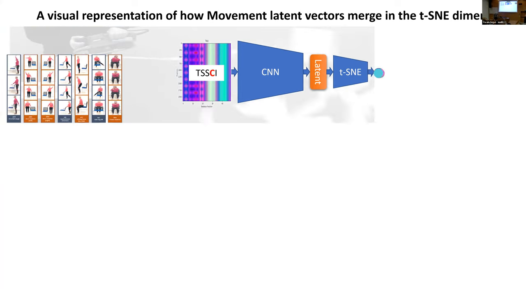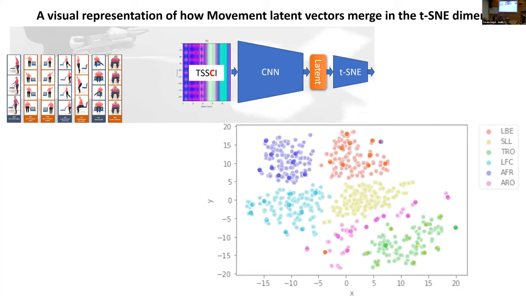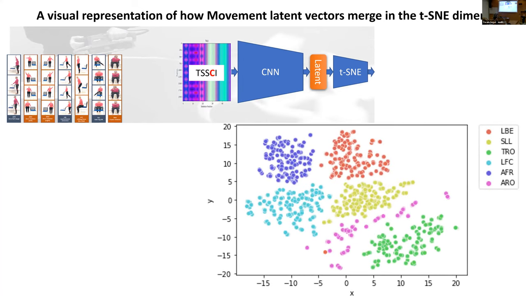So what we have done, we put all our images in and then created the latent vectors. We reduced them to two dimensions, and the two dimensions we presented on a visual graph. And what was amazing was how well the groups are separated. Each group here is a different exercise, and it's so well separated. So it shows us why this concept of a super object on a movement is so powerful.